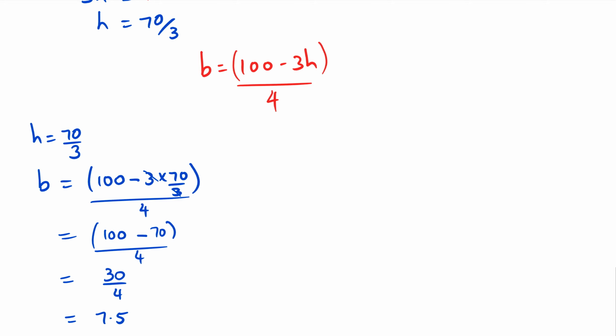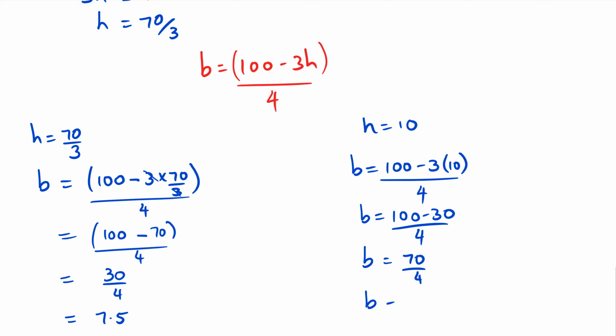That's one answer. So my second answer then would be h is equal to 10. So I've got b is equal to 100 minus 3 times 10, divided by 4. So I'm going to get b is equal to 100 minus 30 over 4. And so the base is equal to 70 over 4, which is going to give me 17.5.